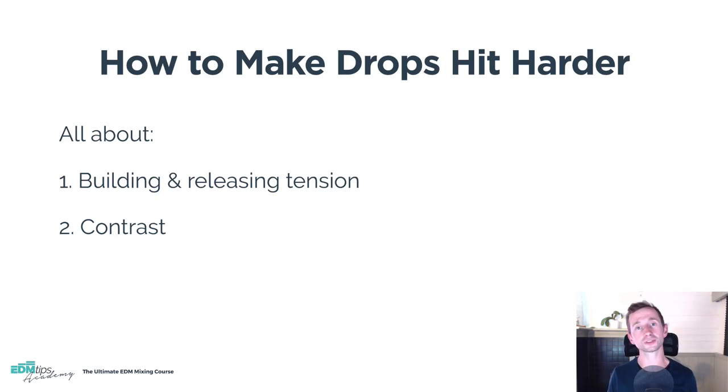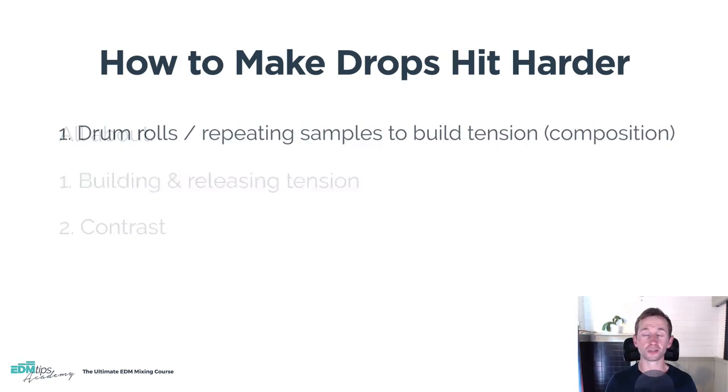So let's look at the tools that we have at our disposal for getting these harder drops, especially within the mixing process, as that's what we're focusing on. Now there are 10 ways. The first 3 are not mixing, they are composition, but I'm going to touch upon them because they're really important anyway. So the first is drum rolls or repeated samples.